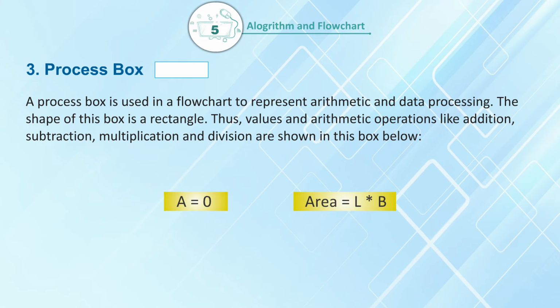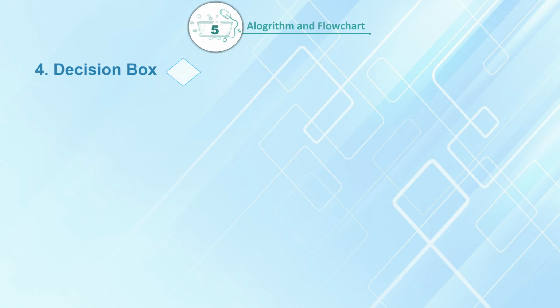Process box. A process box is used in a flowchart to represent arithmetic and data processing. The shape of this box is a rectangle. Thus, values and arithmetic operations like addition, subtraction, multiplication and division are shown in this box. Below: A equals 0. Area equals L into B.